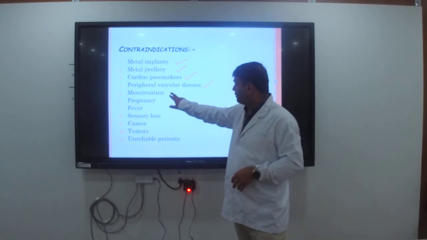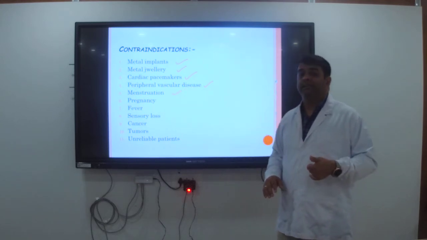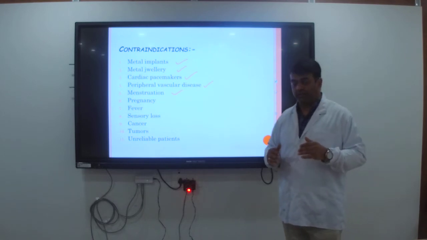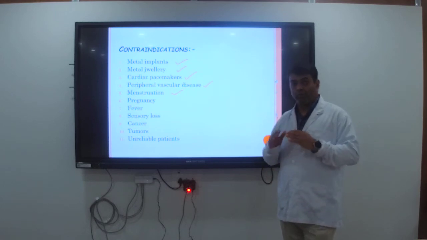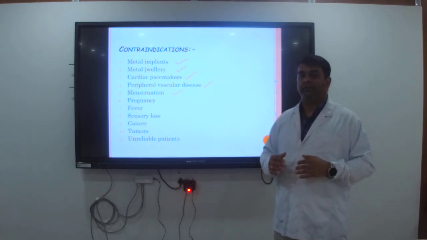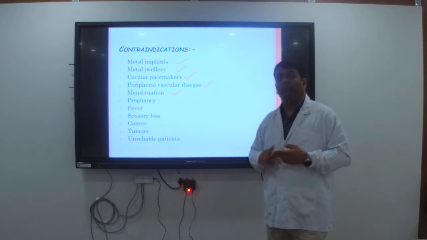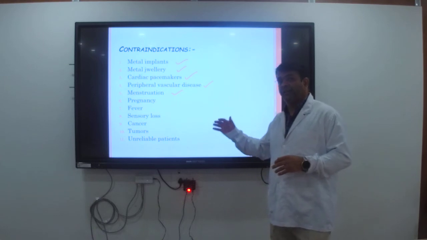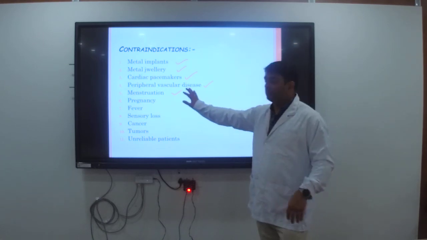Again, this is an important part. Check in female patients if the female is menstruating. If the female patient is having menstrual periods, then you should not apply heat to the patient because it might cause severe blood loss. So avoid SWD during menstruation.